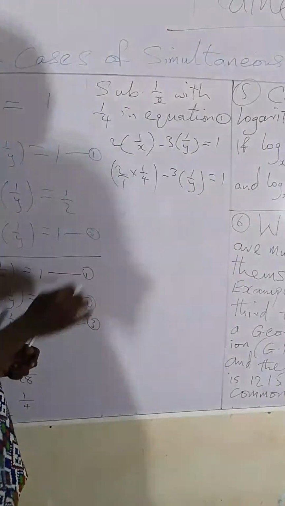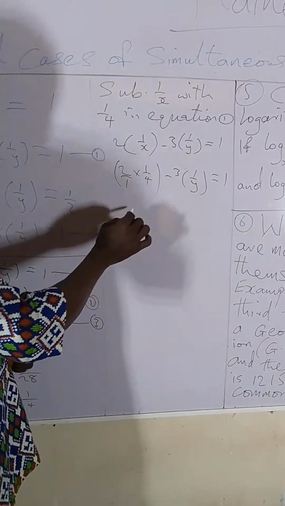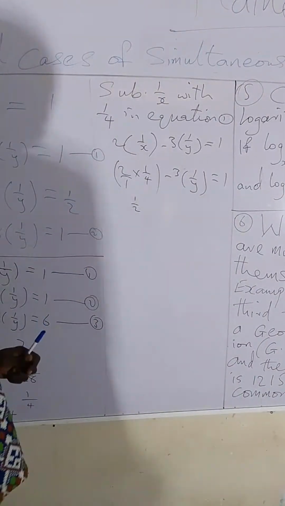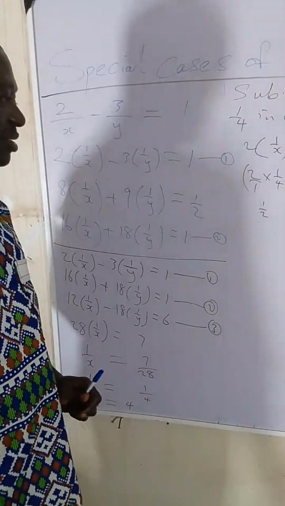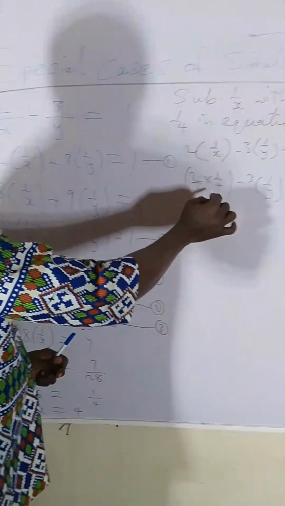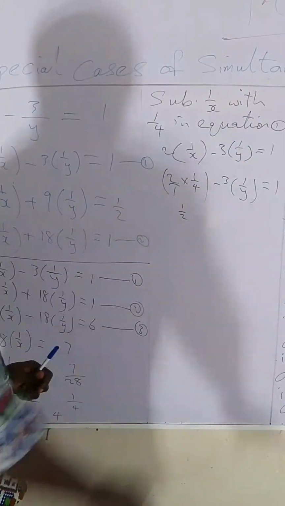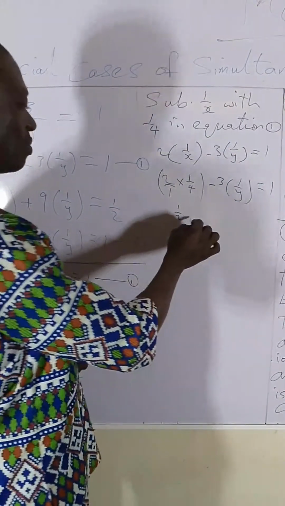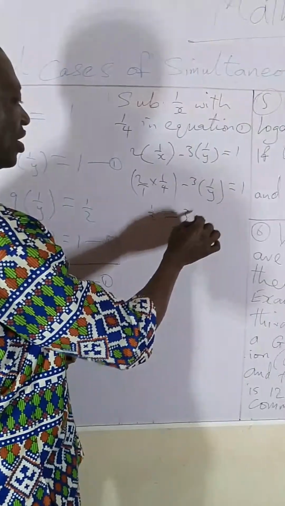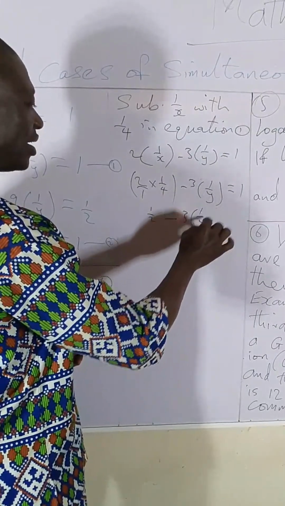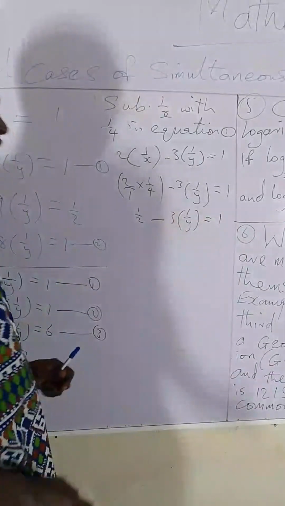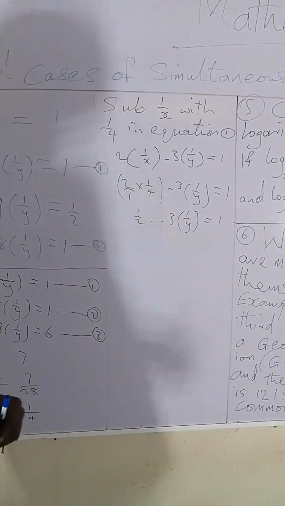2 cancels itself, 1, and cancels 4 to 2. We have 1 over 2 here waiting for us. I hope you understand. Yes, 2 can divide itself 1, and divide 4 to 2. So 1 over 2 minus 3 into 1 over y is now equal to 1. That's what the question will continue to be.